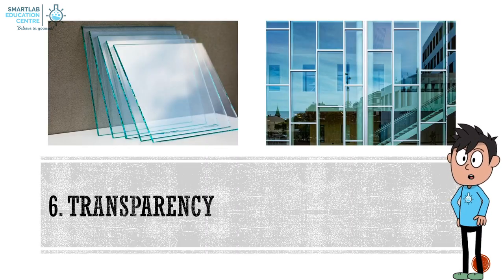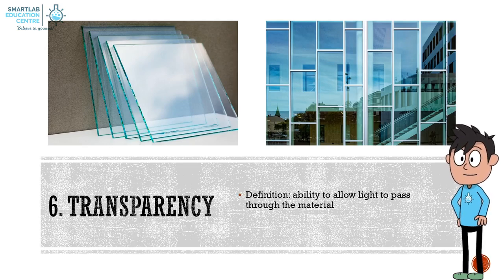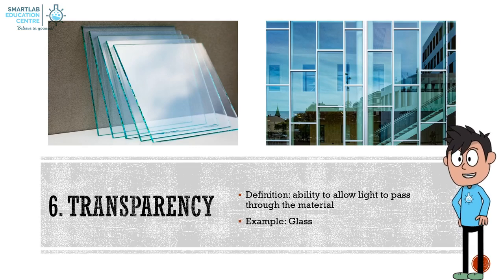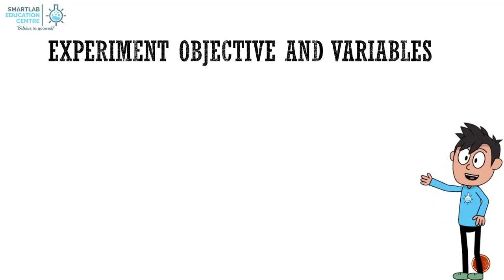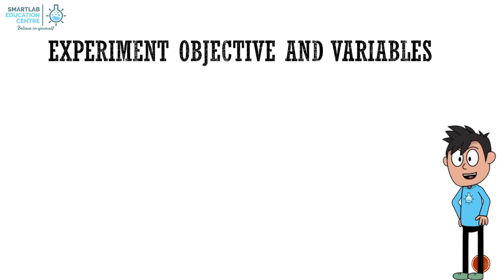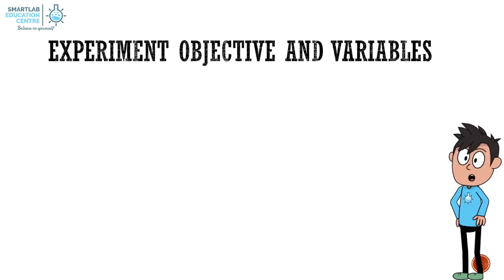6. Transparency. Definition: ability to allow light to pass through the material. Example, glass. Experiment objective and variables. We are going to conduct some experiments to understand all these properties of non-living things.